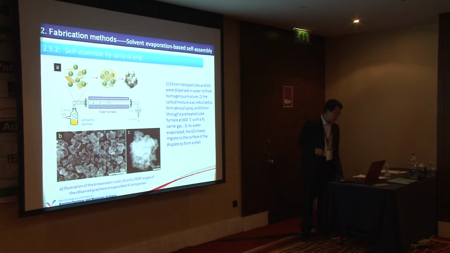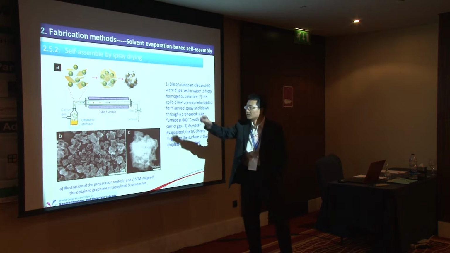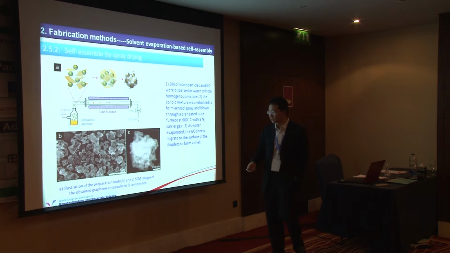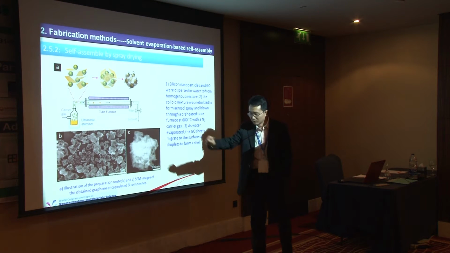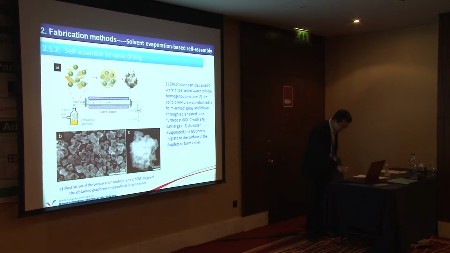And also similarly by using spray drying. Our targeting materials is here, and also the GO is a mixture. By going through this tube furnace, they can eventually wrap the core materials. But the form is not so regular, not so spherical. This is because of the shape of the core materials.